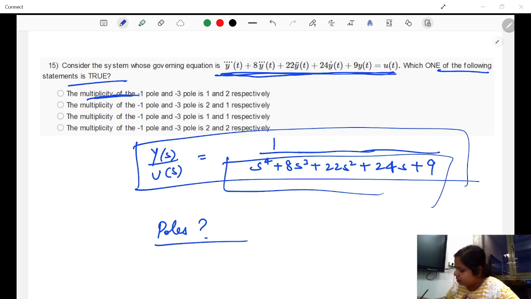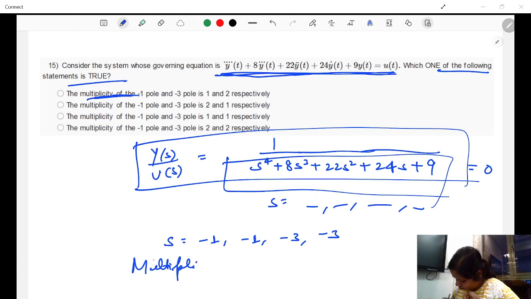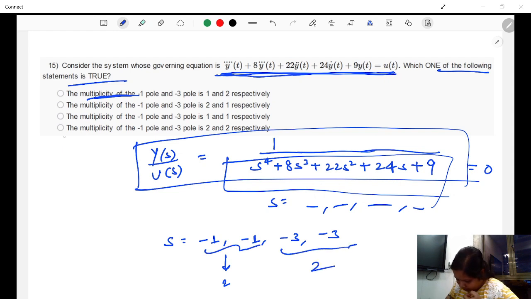You equate this characteristic equation to 0 and find out what the poles are. You will have 4 poles since it is of fourth order. Minus 1 and minus 3, two times. Very good. So it is minus 1, comma minus 1, minus 3, comma minus 3. So the multiplicity of the minus 1 pole is 2, of minus 3 is also 2. Hence, this is the answer.